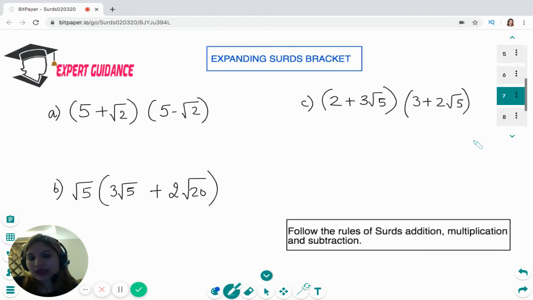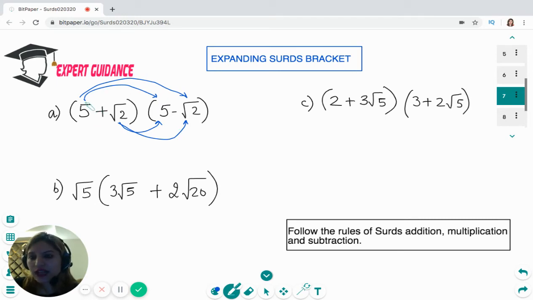Now let's see how you expand the bracket. You must have done 2 brackets in algebra, so we'll do that in surds. When you have anything like that, you will multiply the first number with all the numbers of the second bracket. And then you will multiply the second number with all the numbers of the second bracket. And then you simplify. All right, now let's see.